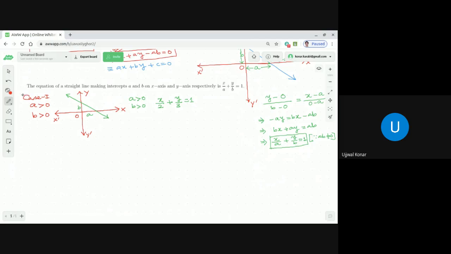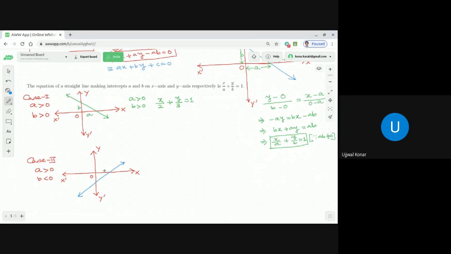Now let's look into case 2. What is case 2? In case 2, a is greater than 0 but b is less than 0. Dear students, how does the configuration look? Let me first draw the coordinate axis. Now here a is greater than 0 but b is less than 0. So the straight line, if I draw in blue color, will be something like this.